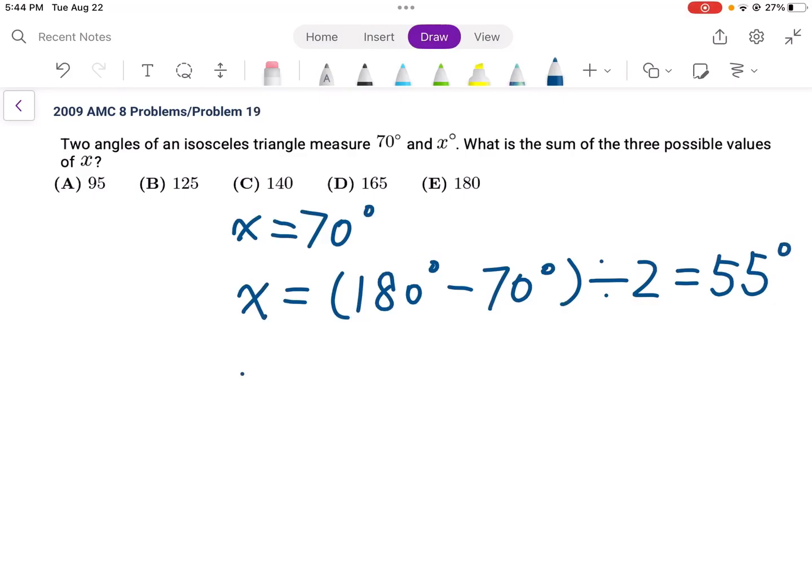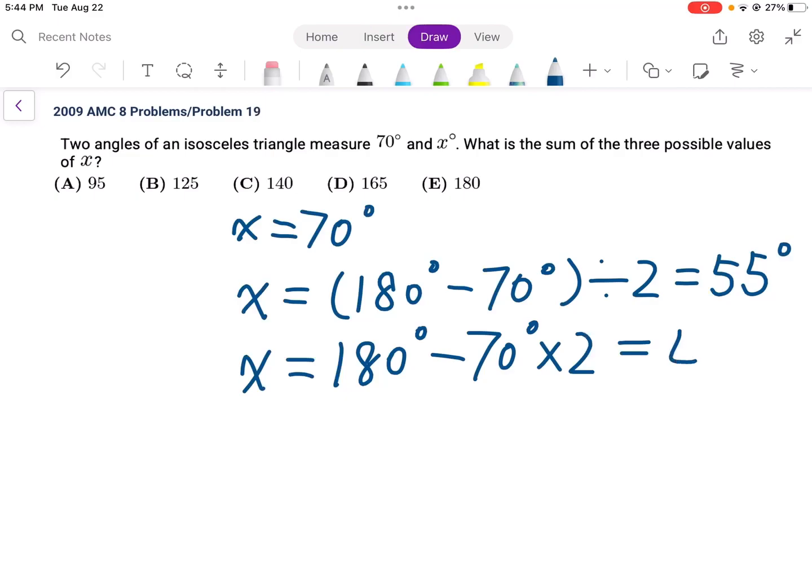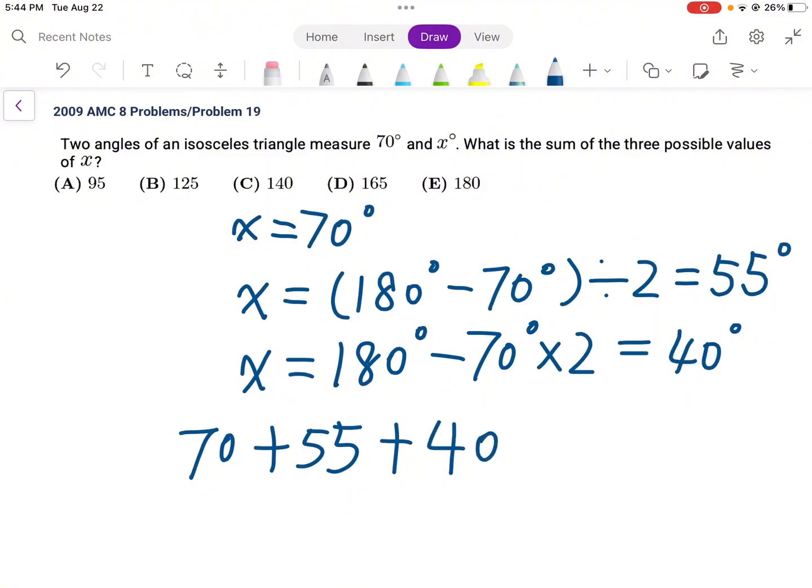And another choice of x will be 180 degrees subtract 70 degrees multiply 2, and that gives us 40 degrees. Therefore, the sum of the three possible values will be 70 plus 55 plus 40, and that equals 165. The answer is D.